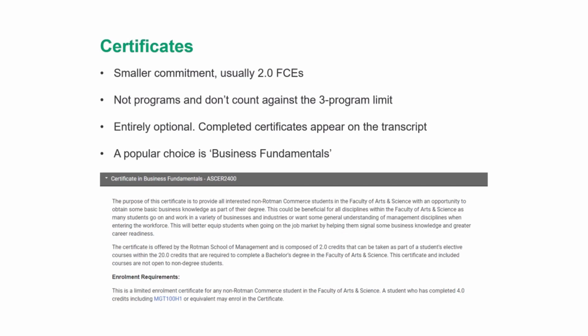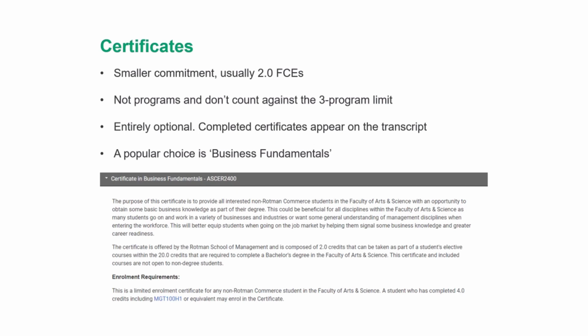And lastly, there's certificates. So certificates are not programs. They're typically 2 credits or less. They don't go against your total of programs. However, same idea with the programs. You can enroll in them on Acorn. If you complete the programs, you get a notation on your transcript at the end of your studies saying that you completed it.